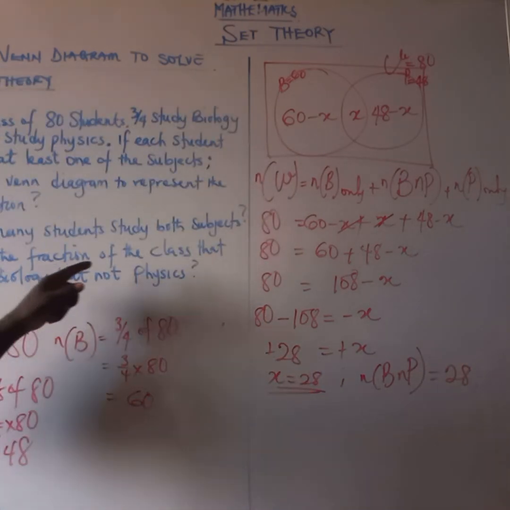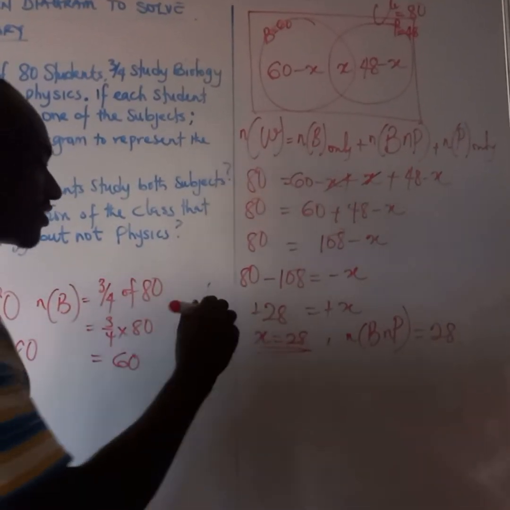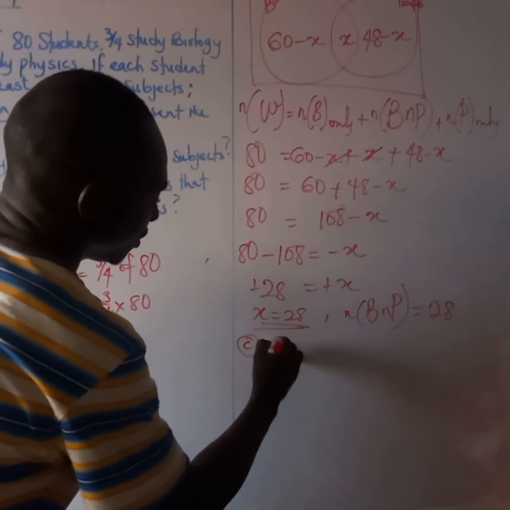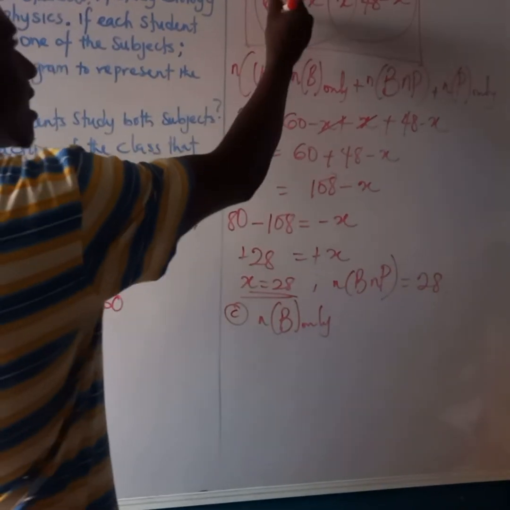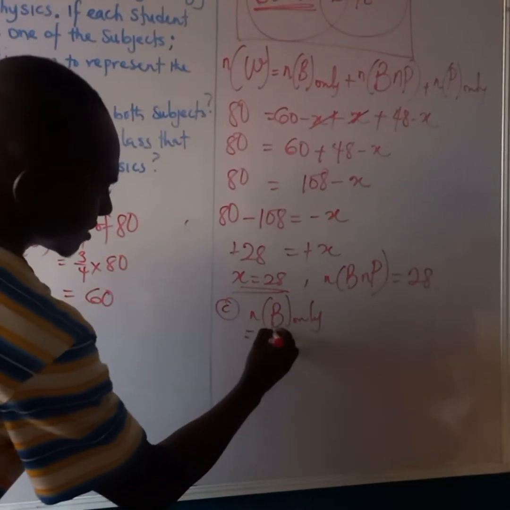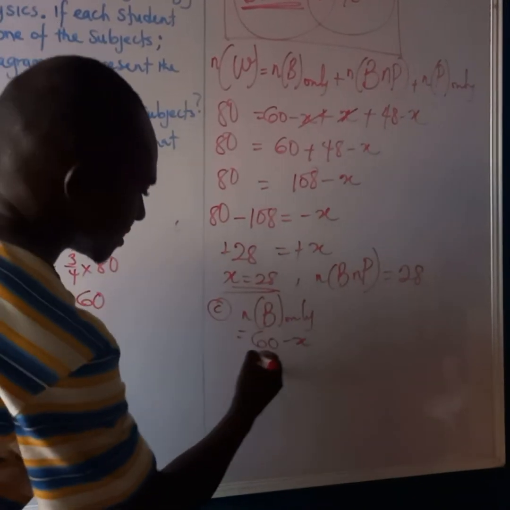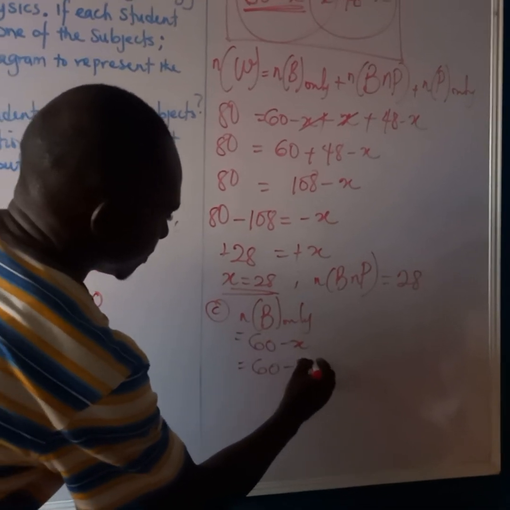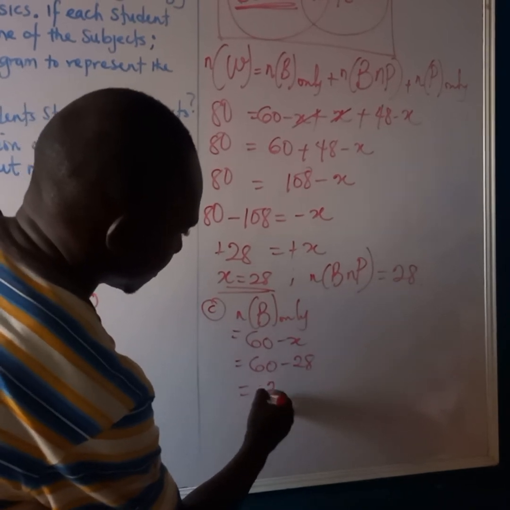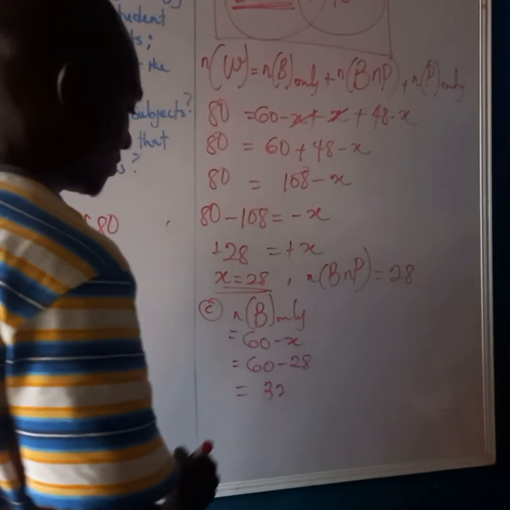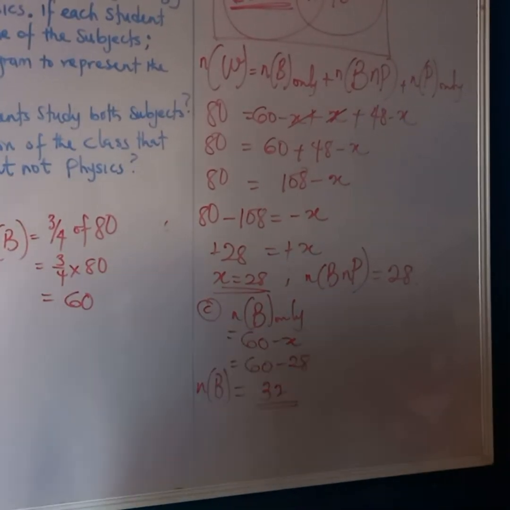The last question is to find the fraction of the class that study biology but not physics. To study biology but not physics means the students that study only biology. From the diagram, the biology-only students are 60 minus X. Knowing from our calculation that X is 28, we have 60 minus 28, and that gives us 32. So the number of biology only is 32.